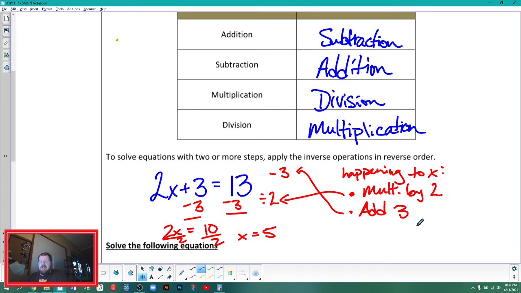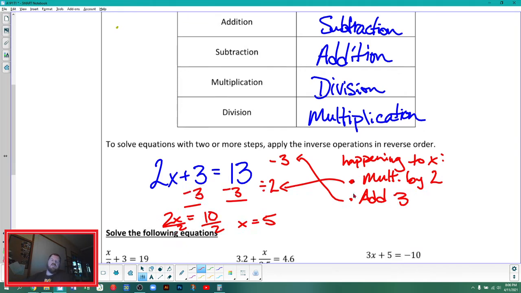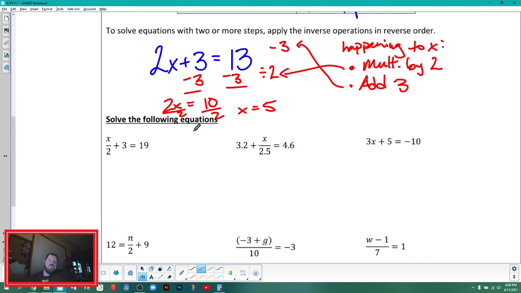Okay, so a lot of times you'll find me today, I'm going to write down the operations that are happening to x, and then think about the reverse order to undo those. So let's take a look at these. Again, if I knew what x was, this one's kind of similar to what we just had. If I knew what x was, I would divide it by 2 and then add 3. So I'm just going to make a note of that. Divide by 2 and then add 3. So I want to undo those in the reverse order. I want to subtract 3 and then multiply by 2.